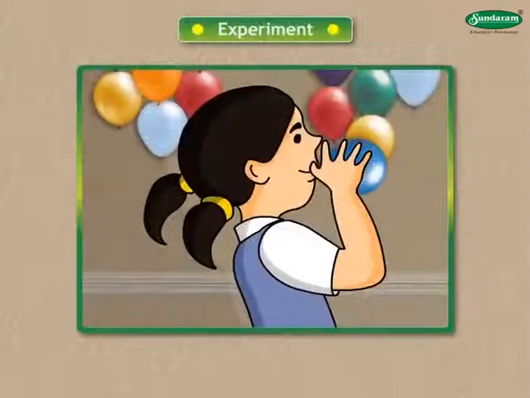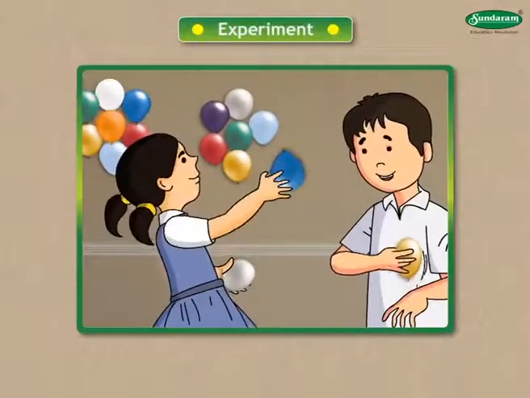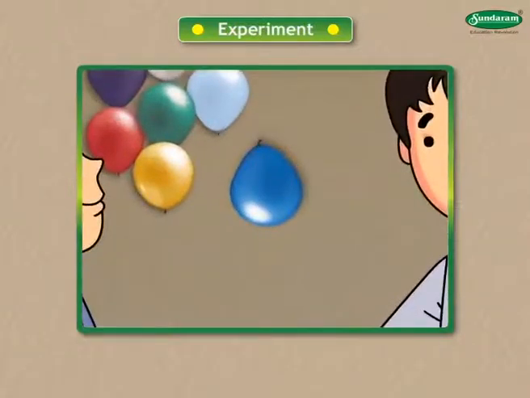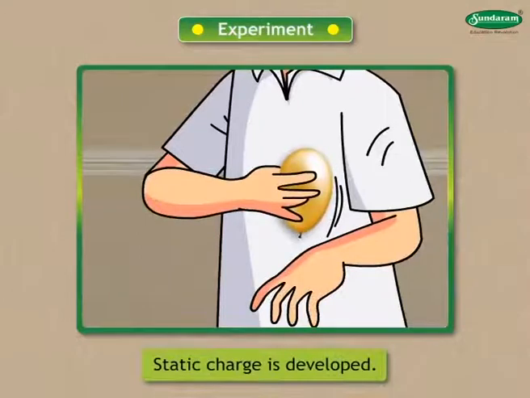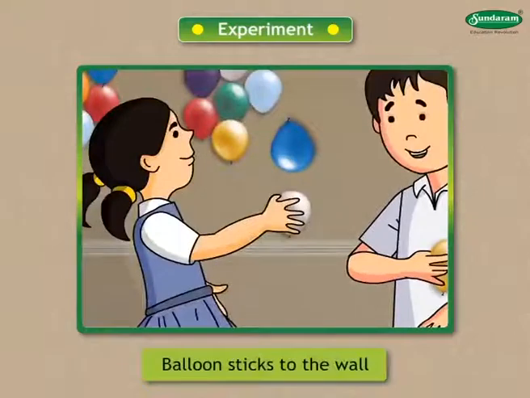Let us try another experiment where static electric charge is produced. Blow up a rubber balloon. Rub it on your clothes and hold it close to a wall. Why does it stick to the wall? When the balloon is rubbed on a cloth, a static electric charge is produced in it. So, it sticks to the wall.